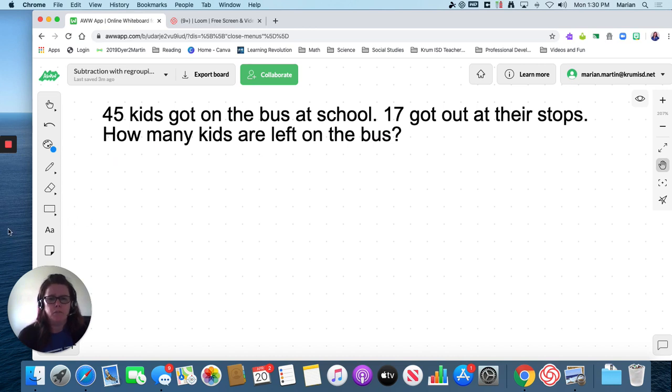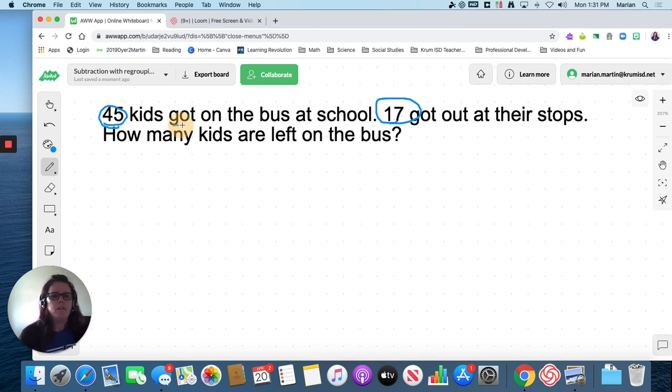Okay, so the first thing we're going to do is read the problem, and we're going to apply C, we're going to circle. So this says 45 kids got on the bus at school. 17 got out at their stops. How many kids are left on the bus? Okay, so first we're going to circle. So we have 45, circle all the numbers, and we have a 17. Okay, 45 and 17.